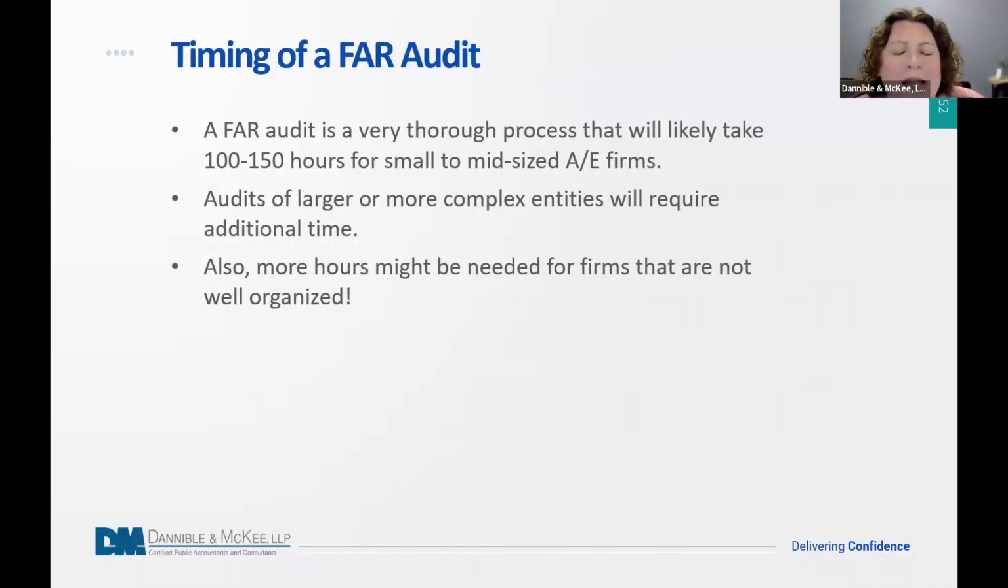A FAR audit, what does it take? If you called me today and said, Charla, I need a FAR audit, how long is this going to take? A FAR audit for a small to mid-sized firm is like 100 to 150 hours. Audits of much more complex entities are obviously going to require more time. We have FAR audits that take 500 hours here at our firm. So it's a big range depending on the complexity, how many states you operate in, and how large you are.